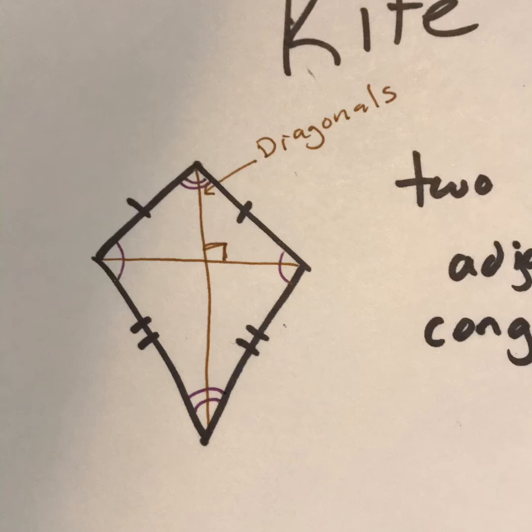And the opposite angles, the angles across from each other in this quadrilateral, will be congruent. So I've marked our 90-degree intersection as well as the pairs of angles that will be the same because we have those isosceles triangles again.